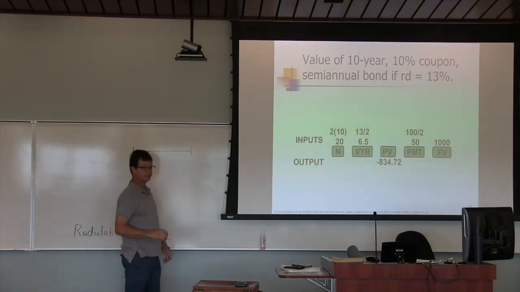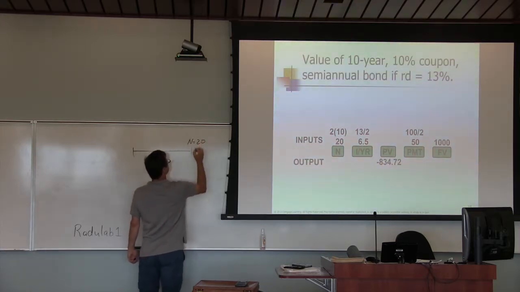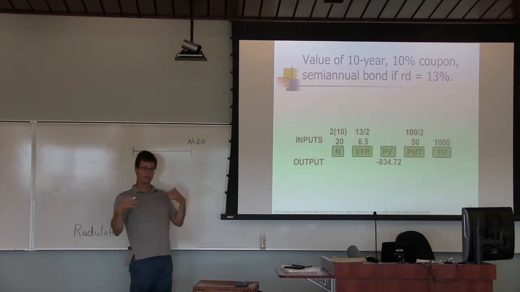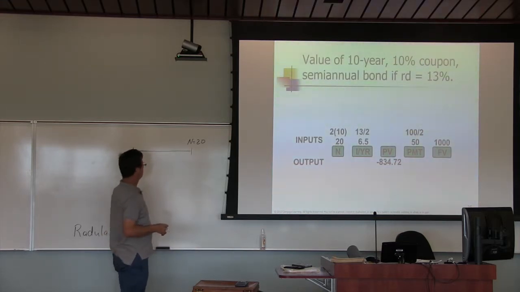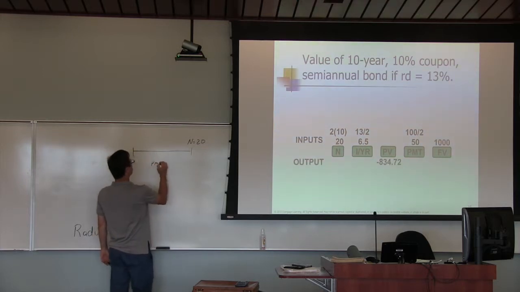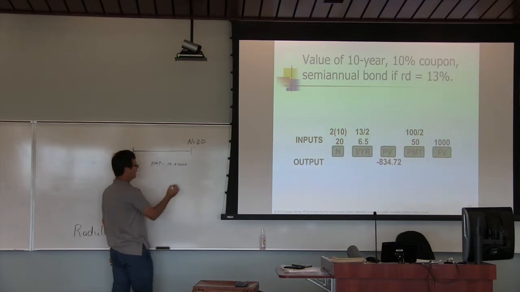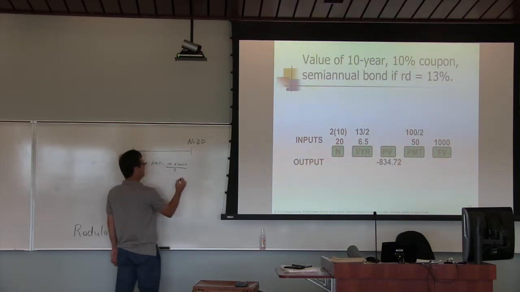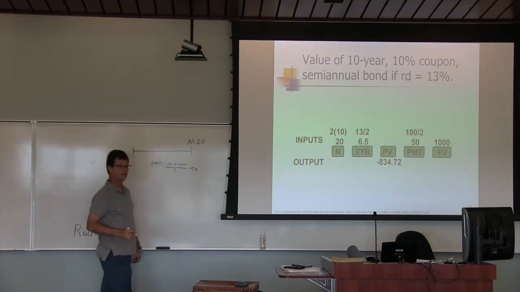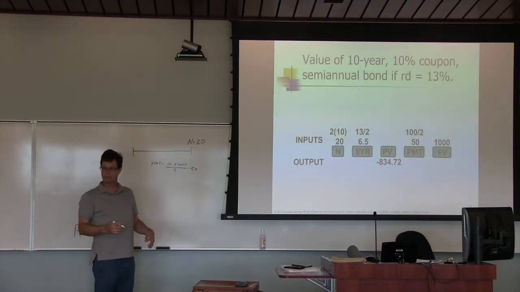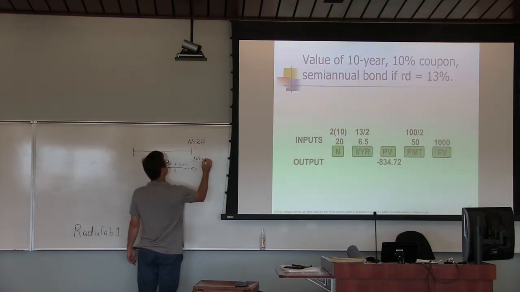Well, first of all, it's going to be 20. You've got to double that up. Your payments here, 10% coupon, 10% of the 1,000 face value, that needs to get cut in half, and that's where you then get the $50 every 6 months that you're going to be receiving as your coupon payments. Face value stays the same.